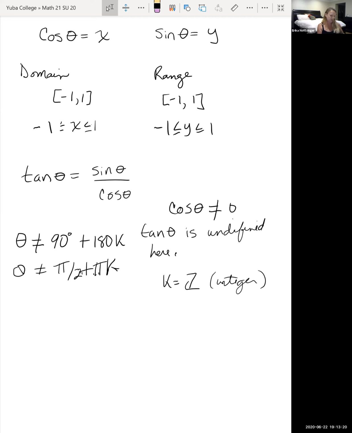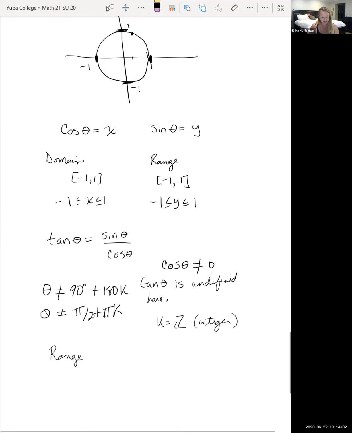We have to be careful with the other ones. So this is for our domain of tangent, but our range, you got to kind of think about fractions. And so you have to think about small numbers and big numbers in the numerator and denominator and what would happen.